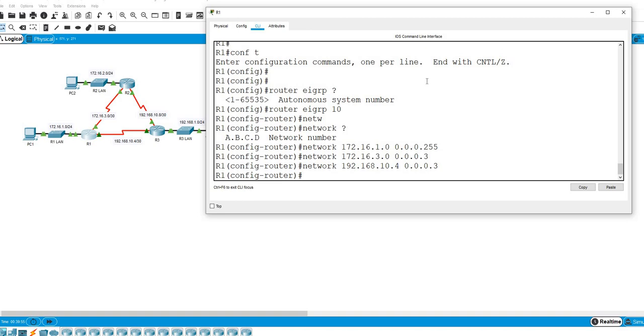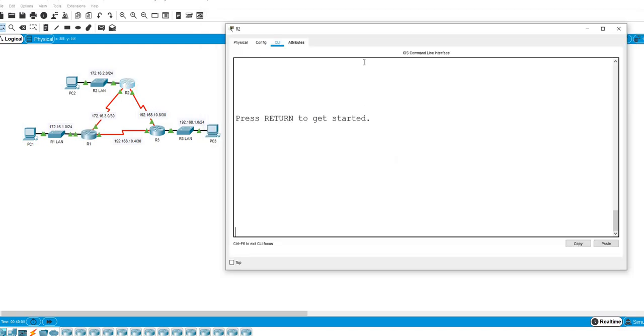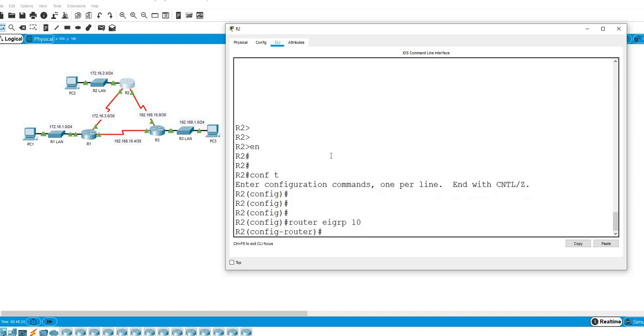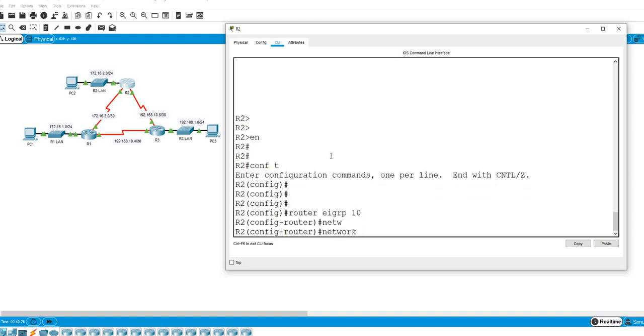So I've done it on R1. I will also do it on R2 and R3. All three routers must be configured with EIGRP. So I'll go to R2, enable, conf terminal, router EIGRP. Now the autonomous system number will remain the same. Be careful about that. We have used 10, and then the network commands.